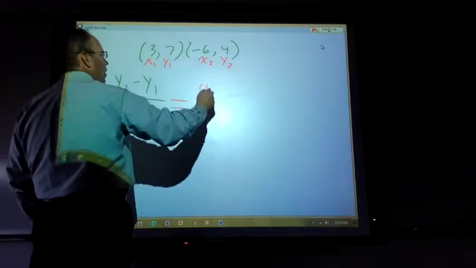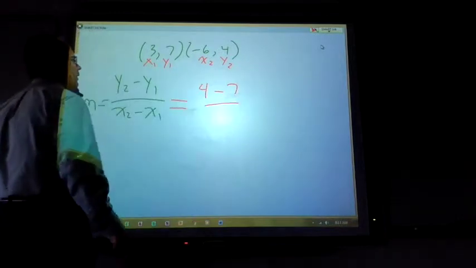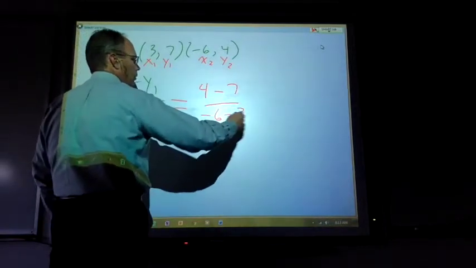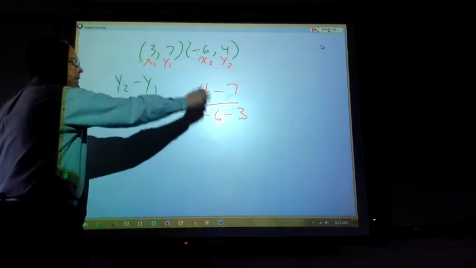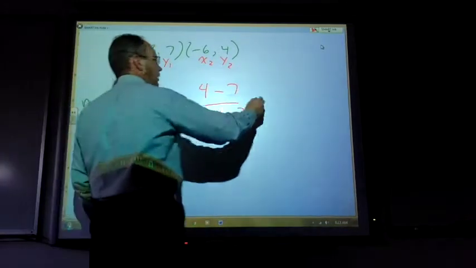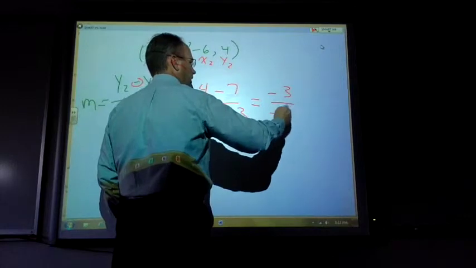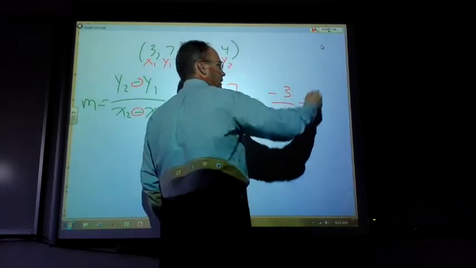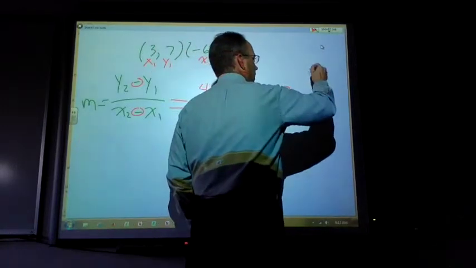So I get 4 minus 7. Still with me on this story? Yes. And now I get negative 6 minus 3. Still with me? Yes. Where did the minus come from here and here? Right here and right here, right? Let's see, that's negative 3 over negative 9. Reduce, and I have negative 1/3. That's my slope.